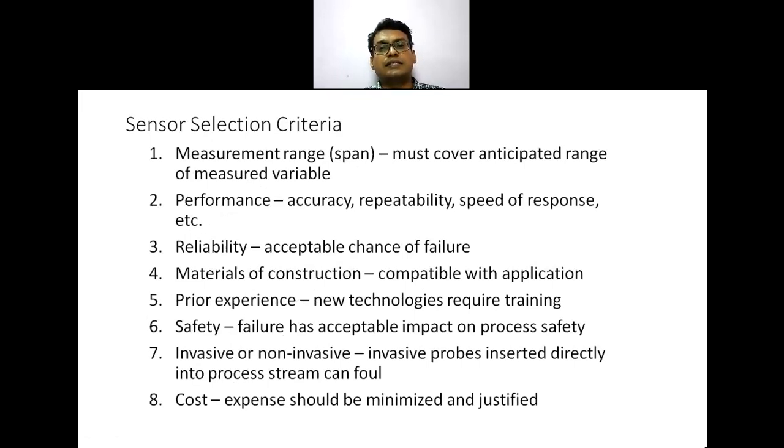Then the sensor measuring criteria: measurement ranges must cover the anticipated range of the measured value, performance accuracy, repeatability, speed of response, etc. that is required for a sensor. Then the reliability of a sensor, that is the acceptable chance of failure, then the material of construction of a sensor, then prior experience of how that sensor works, then safety failures as acceptable impact on the process safety.